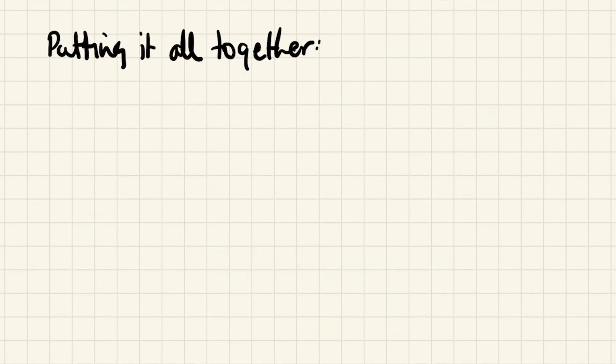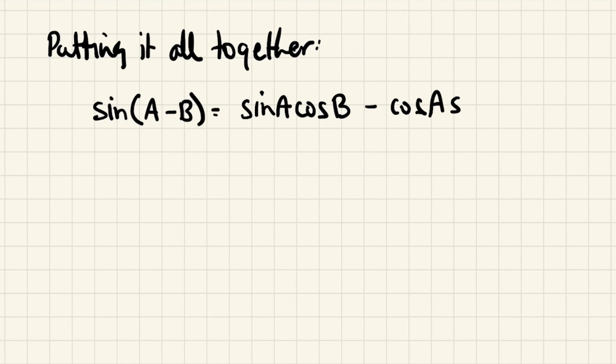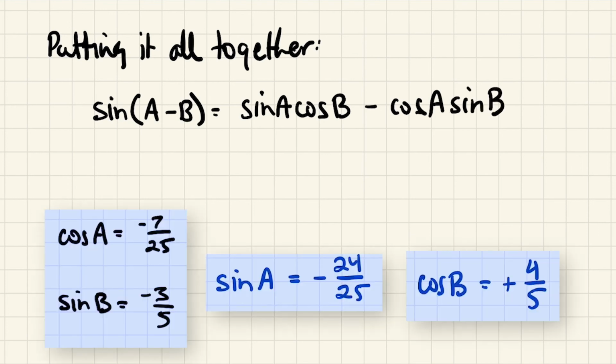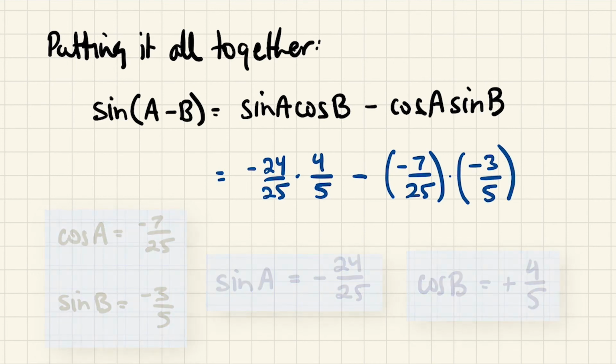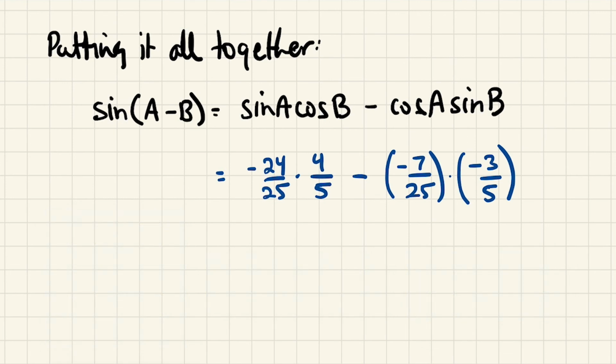All right, so putting it all together, again, we are after sine of a minus b. So that's sine, cosine, cosine, sine, and we have all 4 of those pieces. So sine of a we worked out as negative 24 over 25, and cosine of b we worked out as positive 4 over 5, and cosine of a was given to us as negative 7 over 25, and sine of b was given to us as negative 3/5. So we just have to do this calculation and then we're done.